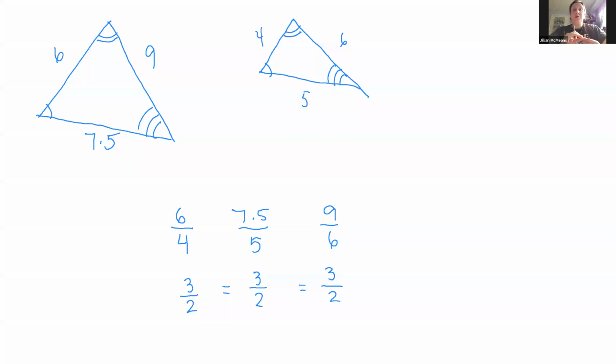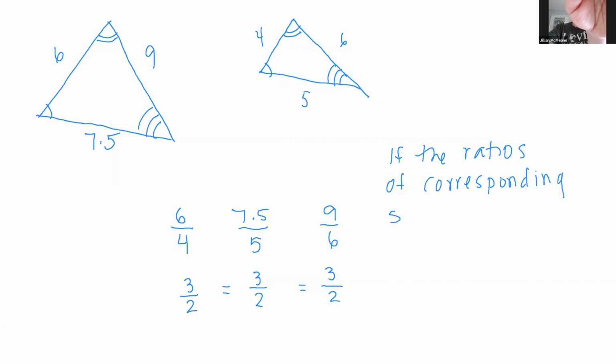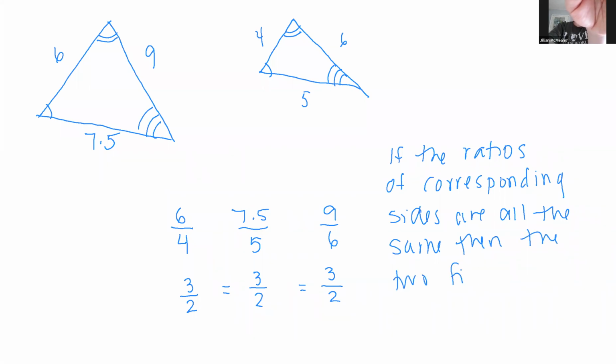So if the ratios of corresponding sides are the same, the two figures, in this case the two triangles, are similar. So if the ratios of corresponding sides are all the same, then the two figures are similar.